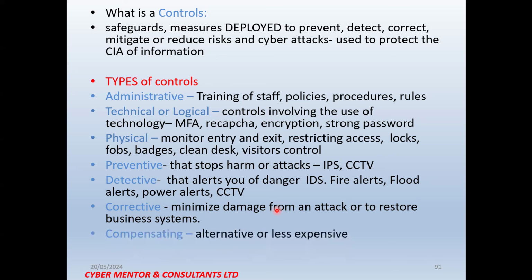So the other one is compensating control, which is about trying to implement a less expensive or an alternative measure. For example, if you cannot implement CAPTCHA, you can implement multi-factor authentication and strong passwords. So you look at what other controls you can implement that can serve the same purpose rather than going for expensive ones. So that's basically types of controls.